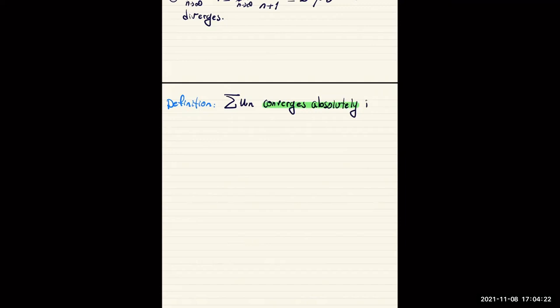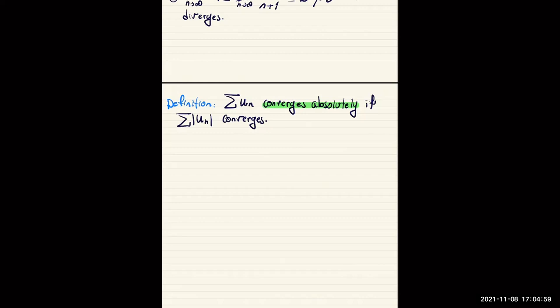If the sum of the absolute value of the terms converges, that's what absolute convergence means, okay? And again, this is something we do on a series that alternates. If a series is positive term, if you don't have that (-1)^n or (-1)^(n-1), and it converges, then it is already absolutely convergent.